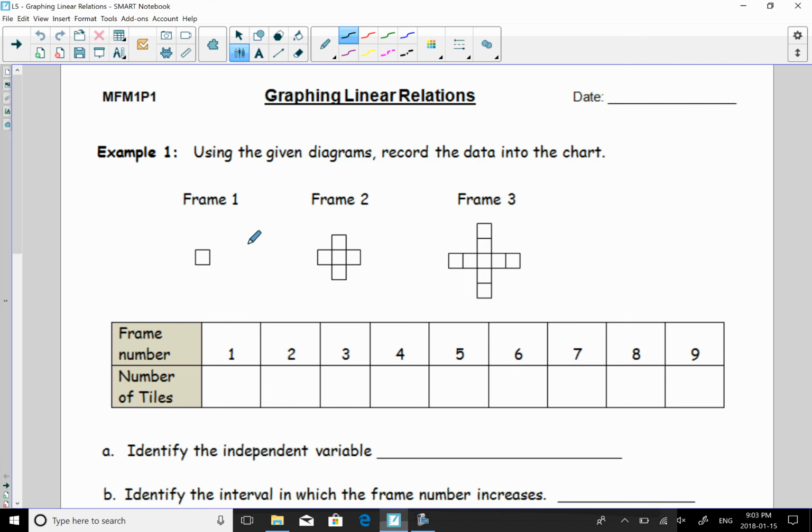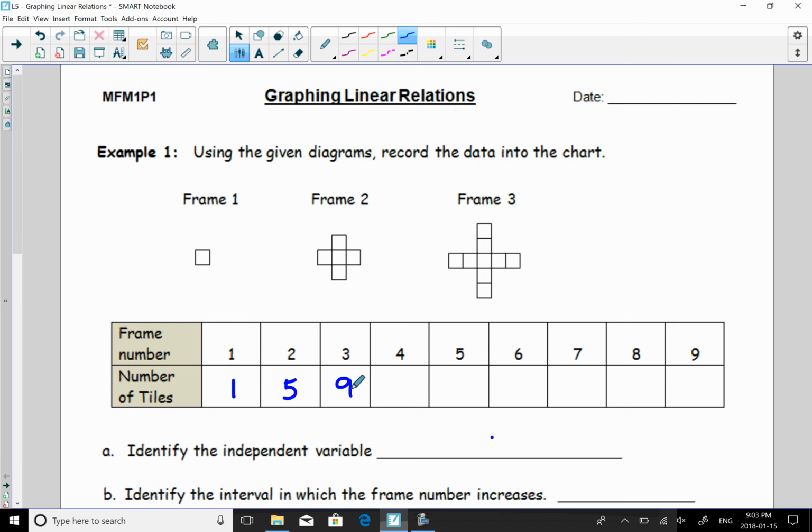So here we see frame 1, here we see frame 2, and here we see frame 3. So frame 1, it's asking us how many tiles there are. Well, there's only one tile there. In frame 2, there's 1, 2, 3, 4, 5 tiles. In frame 3, there's 1, 2, 3, 4, 5, 6, 7, 8, 9.